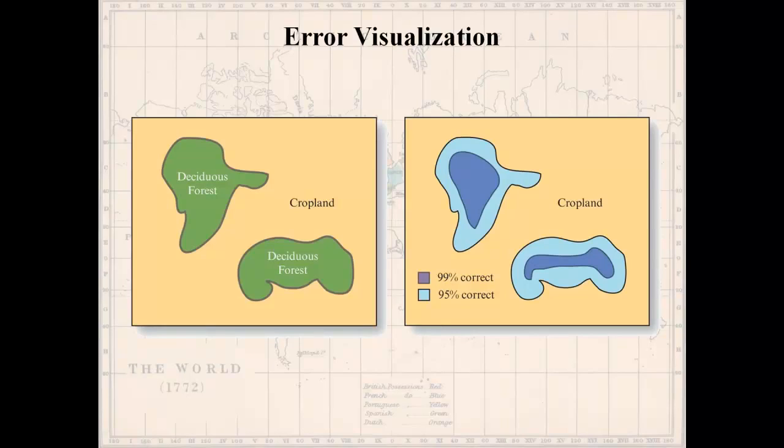So if you have some type of quantification or an idea of what type of error you're experiencing, you can visualize that error and provide that information to the person who's going to use your data so they'll know whether or not the data is going to work for them.